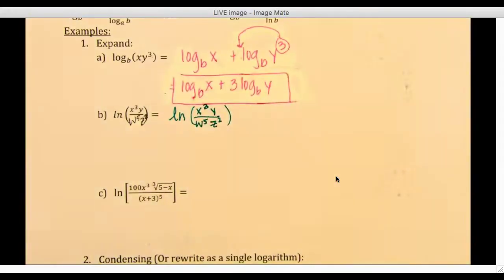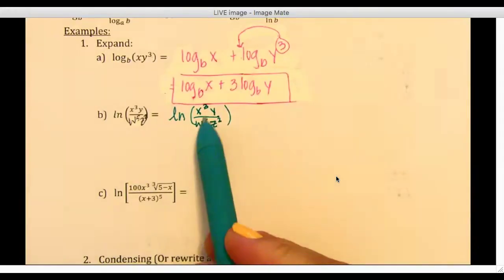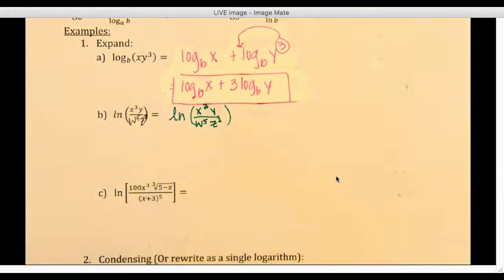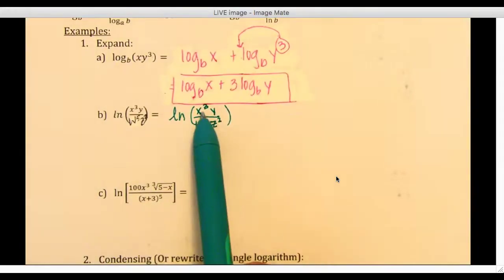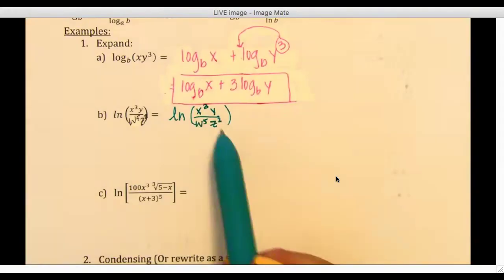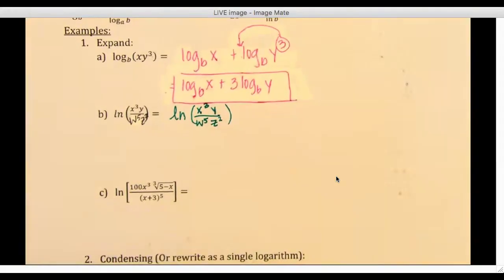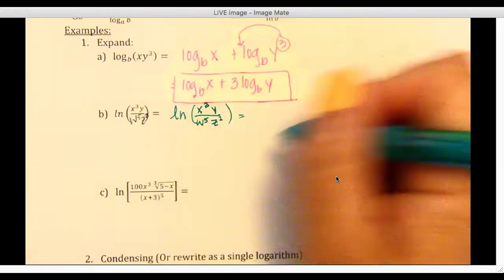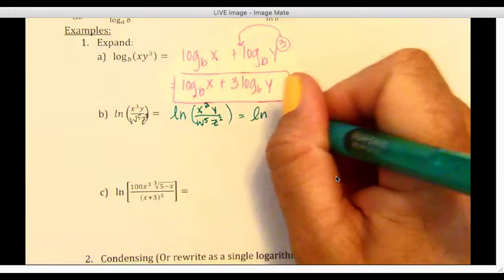Anything that's in the denominator is going to have a negative in front of it. Both of these terms are being divided. Both of these terms are being multiplied. So when I expand this, the x cubed and the y are going to have a positive sign in front, and these two terms in the bottom are going to have a negative sign in front. So I can go ahead and expand this to separate logarithms.